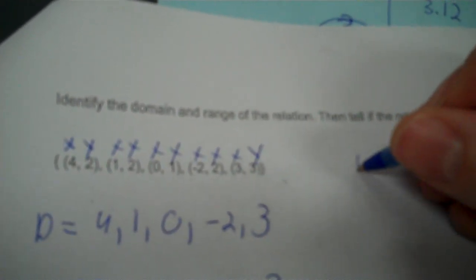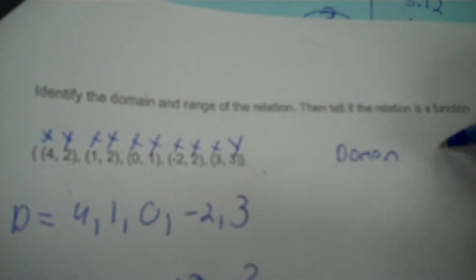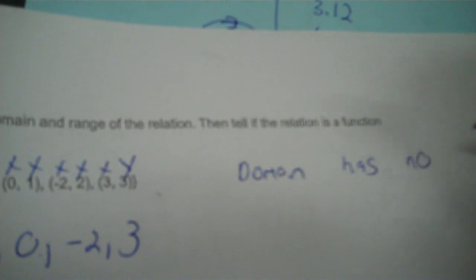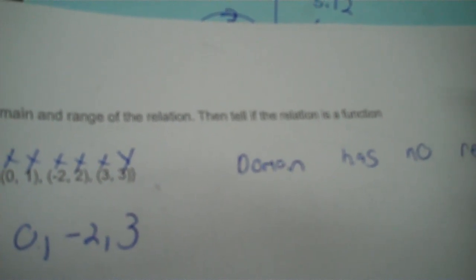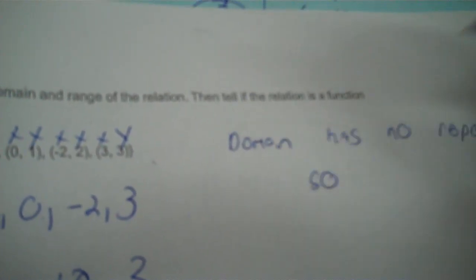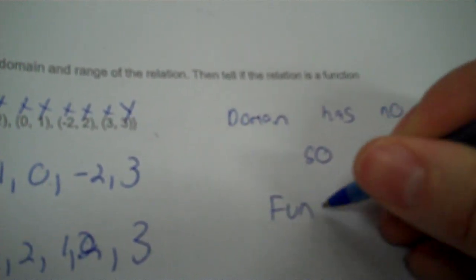Now look at your domain. Okay, so the domain has no repeats. Every number's there only one time. So we have a function.